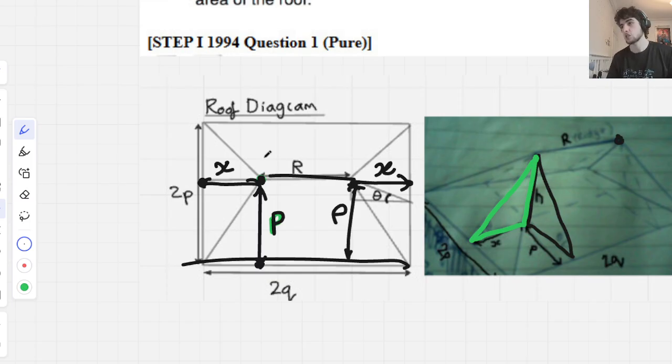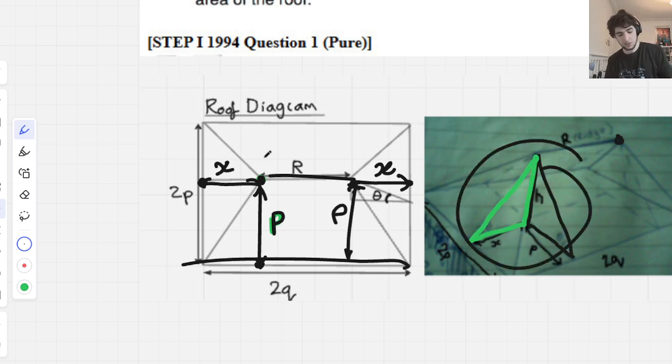But how are we actually going to solve it? Well, again, we need to just consider these two triangles here specifically. Now that we know this length is P, what else do we know? Well, we can label this height here H.